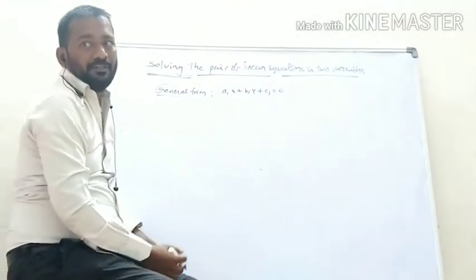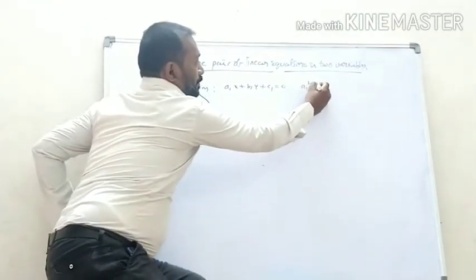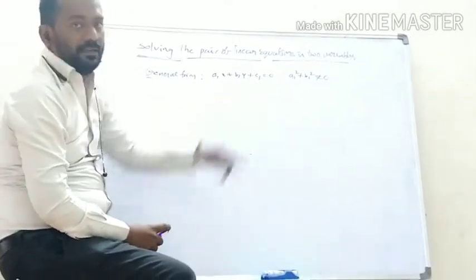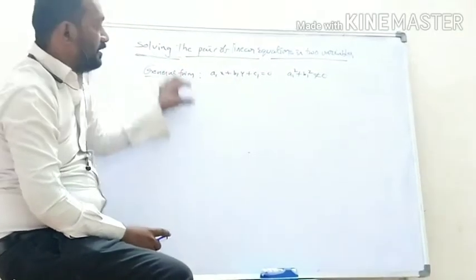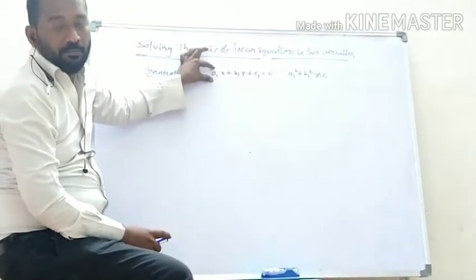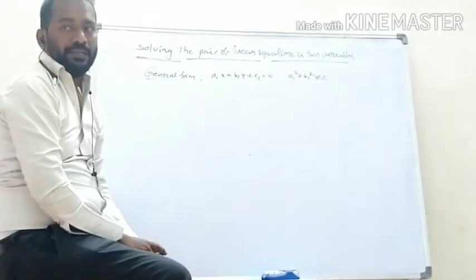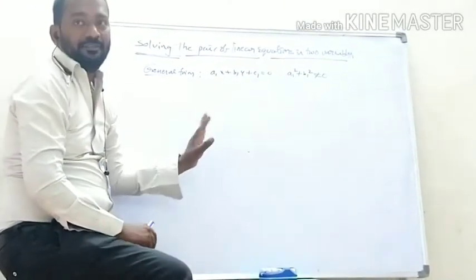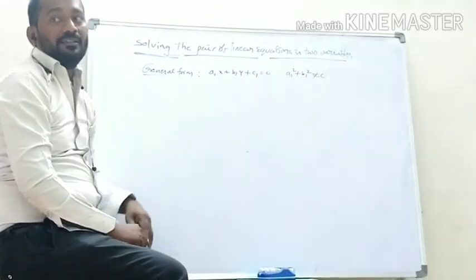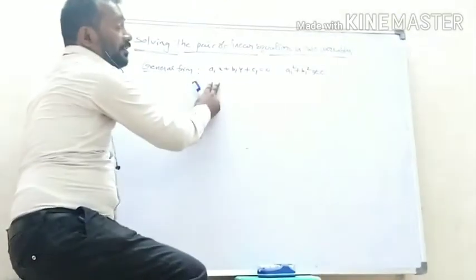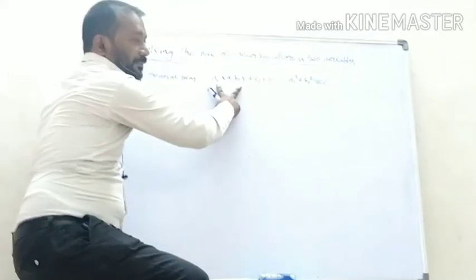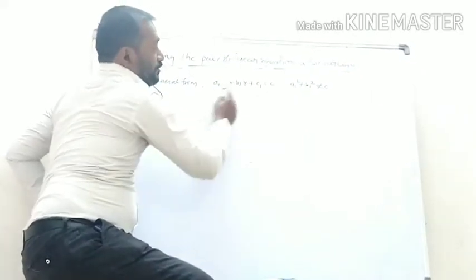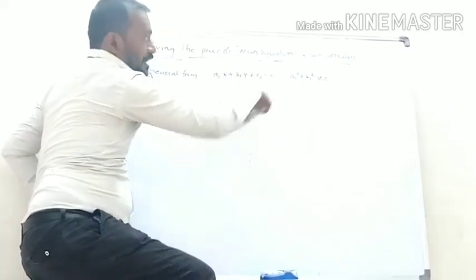Based on what condition? This is the condition: a1 square plus b1 square should not be 0. What does it mean? Both a1 and b1 should not be 0 at the same time. Any one may be 0. If a1 is 0, b1 should not be 0, but then one variable remains and it comes under a linear equation of one variable. It is called a linear equation of two variables when it satisfies this condition: a1 square plus b1 square should not be 0.